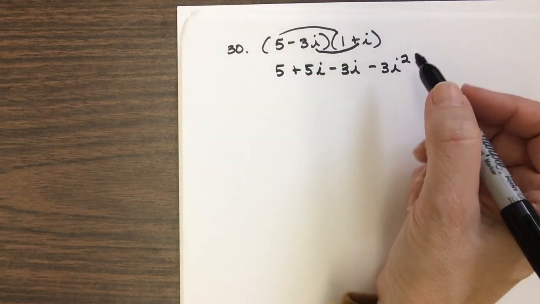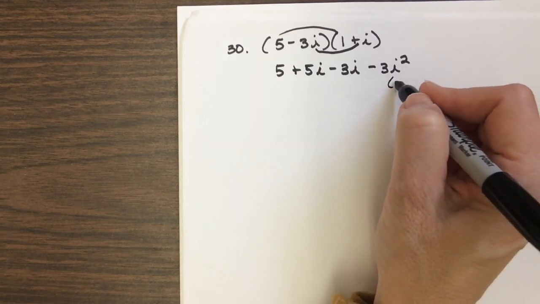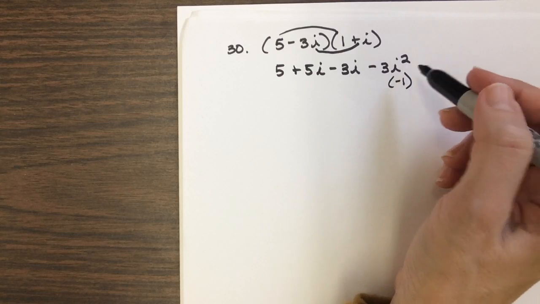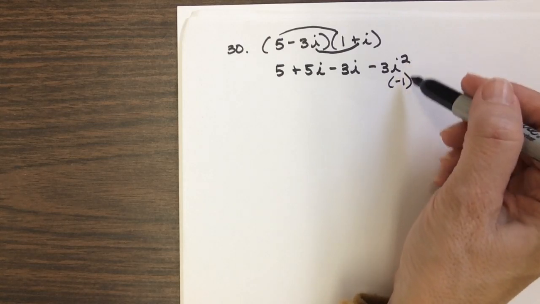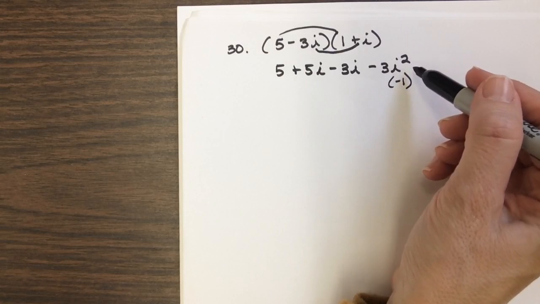Alright, and this is no big deal except for the fact that anytime you end up with an i squared, you're going to substitute in what I told you by definition i squared is. i squared is negative 1. So you're going to substitute that in. You're never going to leave i squared in your answer.